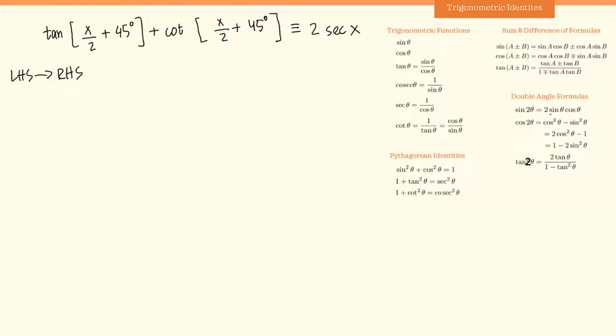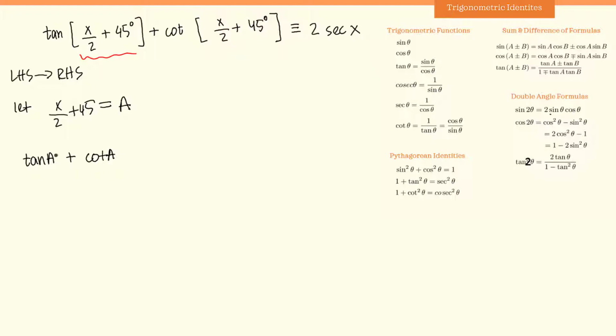And whenever in the angle of a trigonometric function, if we have a variable plus minus any other angle, then the first step is always going to be substituting this angle as some other variable. So I'm going to let this angle of x upon 2 plus 45 degrees as some variable, let's say the variable a. So my left hand side would become tangent of a plus cotangent of a.